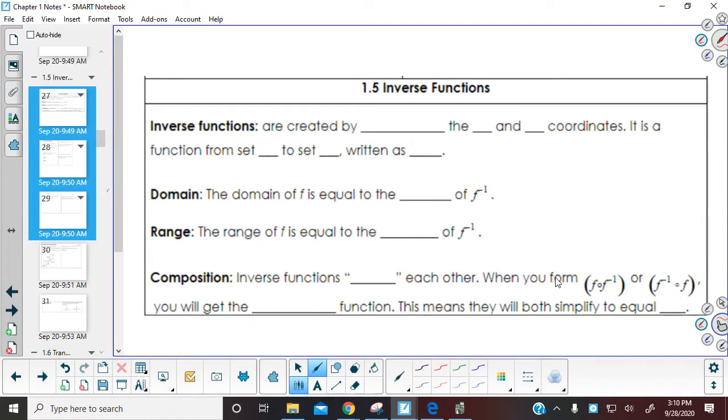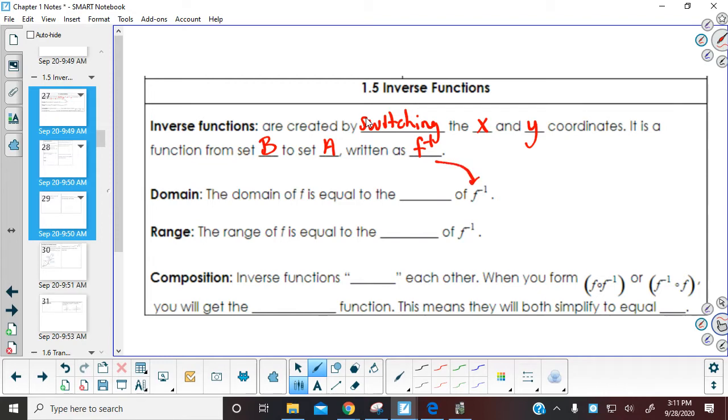Okay, so as we are looking at today, we are going to be doing what's called inverse functions. Inverse functions are created by switching your x and y values, or your x and y coordinates. It's a function from set B to A, written as, and here's the key, f and then you have this -1 that looks like it's in the exponent. If that's not super clear, just look down here, that's what it's going to look like.